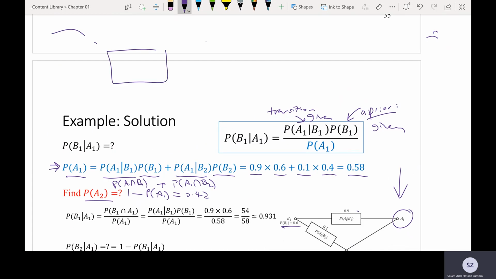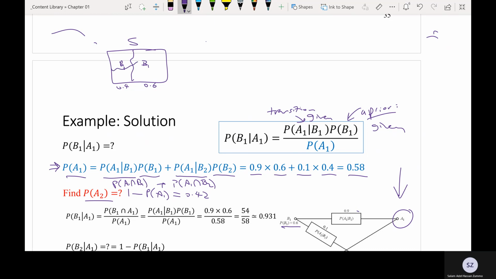Using a Venn diagram, you think about it this way. This is the sample space, right? At the transmitter, what do you have? You have 2 sets basically, B1 and B2. One happens 0.6 of the time and the other happens 0.4. Now at the receiver, what do you get?